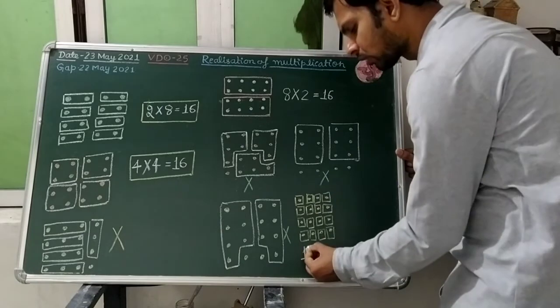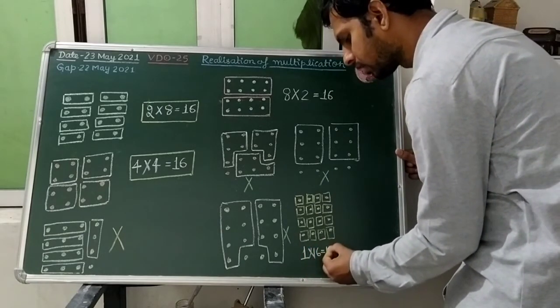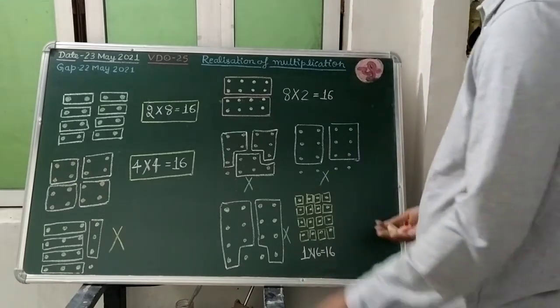16 groups you are finding. So 1 into 16 is going to give you what, students? 16 only, isn't it?